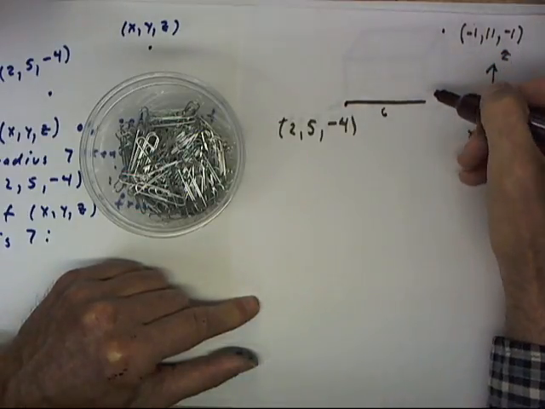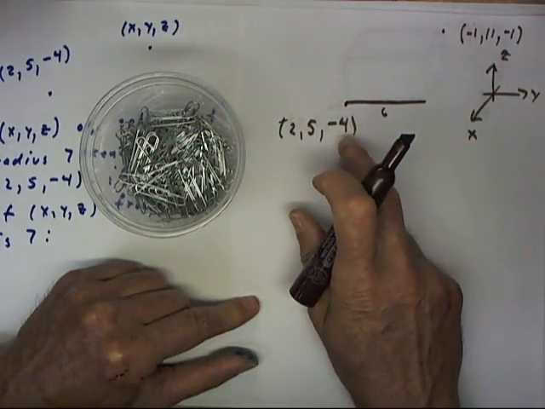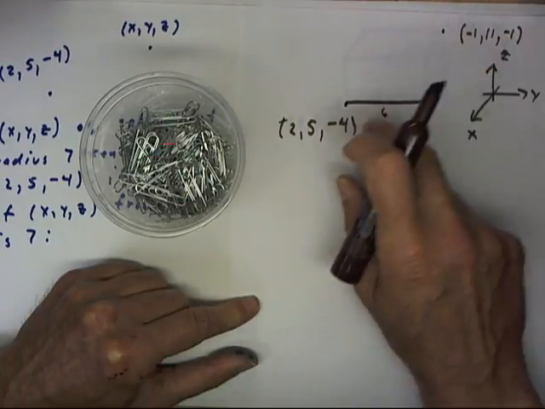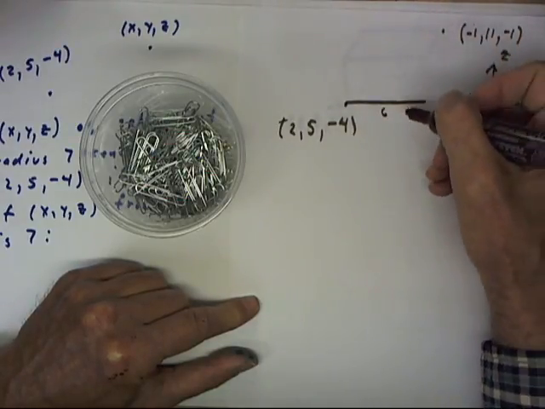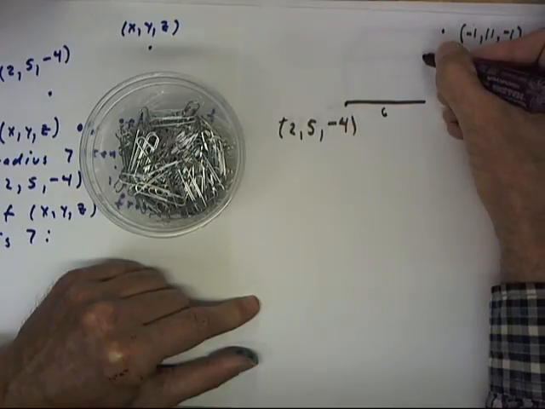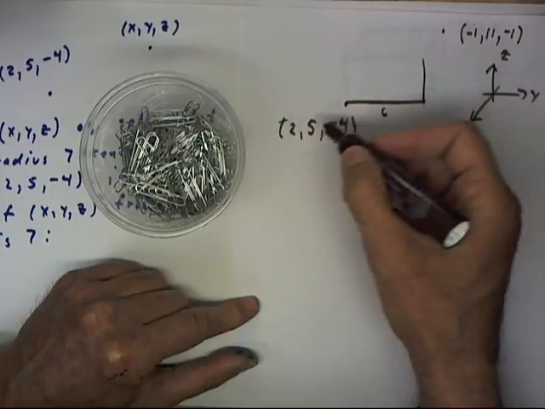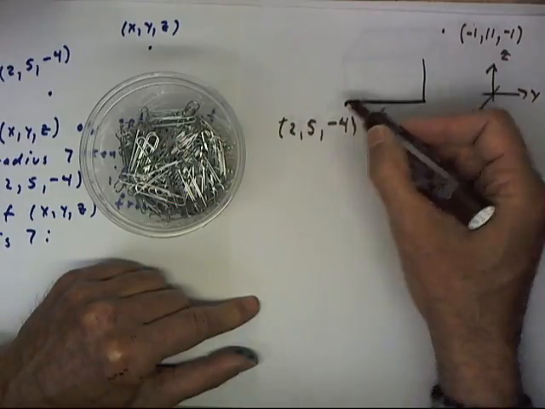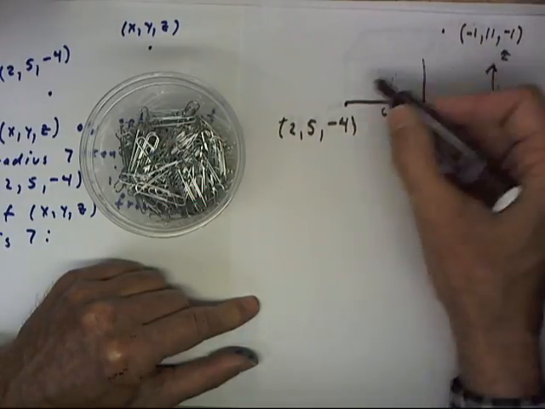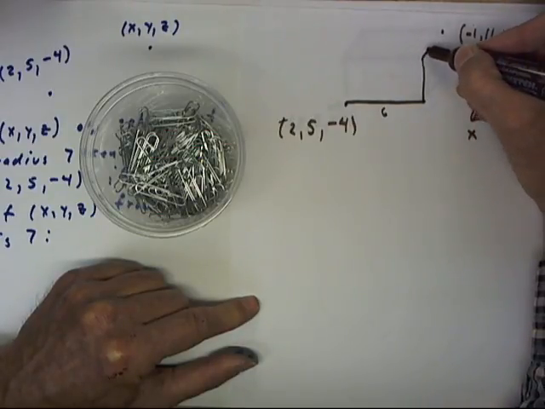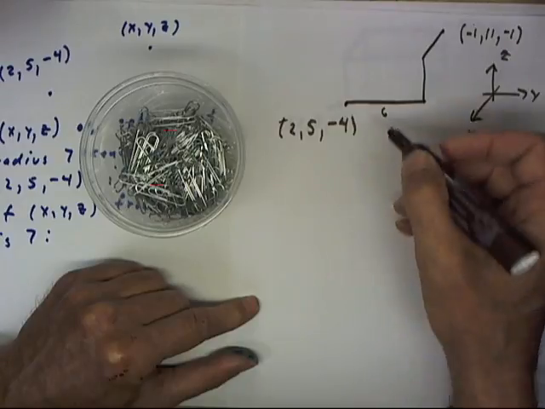Then I'm also going to draw a line segment in the Z direction that gets me from negative 4 to negative 1. Now from negative 4 to negative 1 we've got to go up 3, so we're going to move 3 units in the vertical direction, in the Z direction. And to get from 2 to negative 1 we got to go 3 units in the negative X direction, so that's going to take us from here to here.